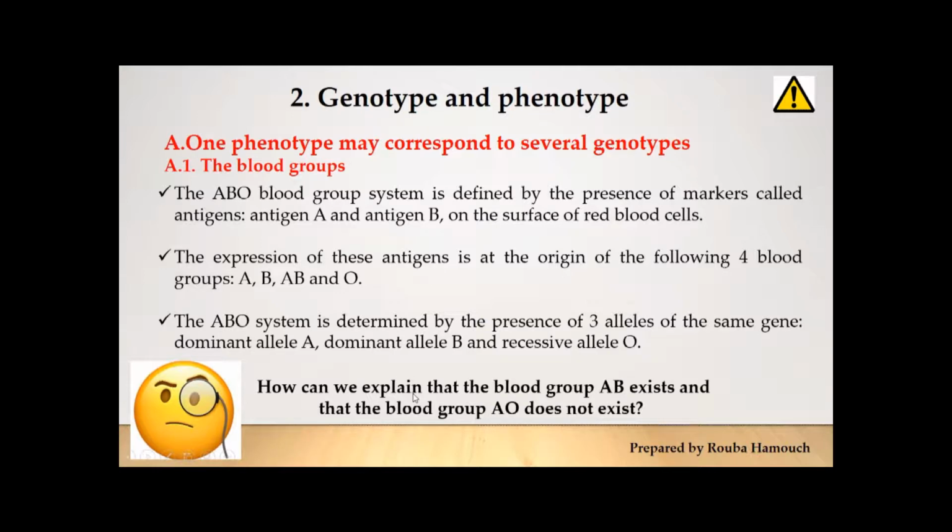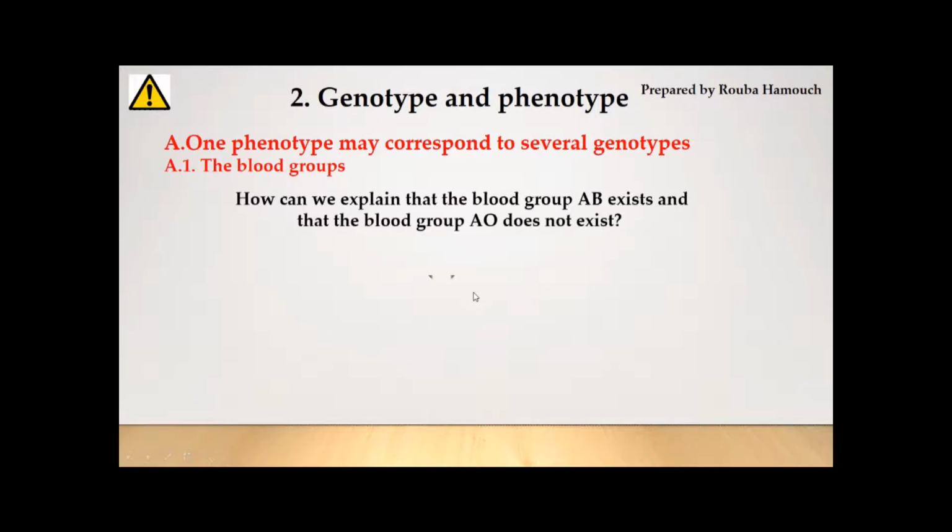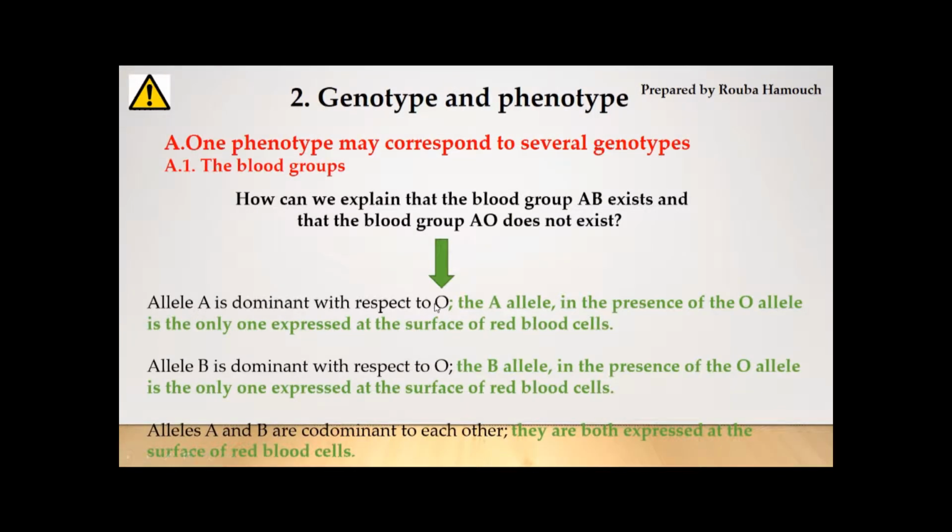So how can we explain that the blood group AB exists, but the blood group AO does not exist? When allele A and allele B exist together, they give blood group AB. While when allele A is found with allele O, we only have the blood group A and not the blood group AO. So how can we explain this? Allele A is dominant with respect to O. O is symbolized here by a capital letter, but it can also be symbolized by a small letter since it is a recessive allele. Some references symbolize allele O with a capital letter, but it is recessive.